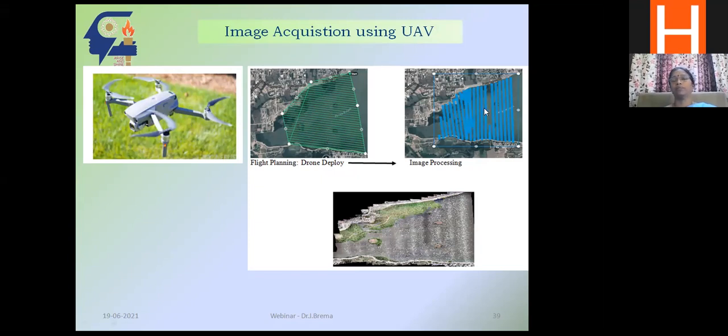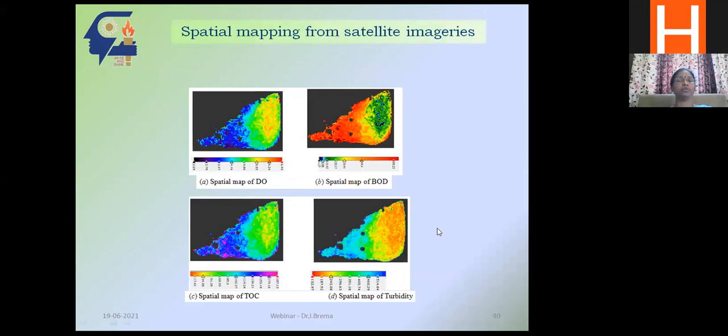So we had a flight plan and image processing. Of course, we got permission from the corporation, and after processing all these images, this was the final image after stitching everything together. So we can see the reflection of the water in the UAV images. And this is the processing of the imageries.